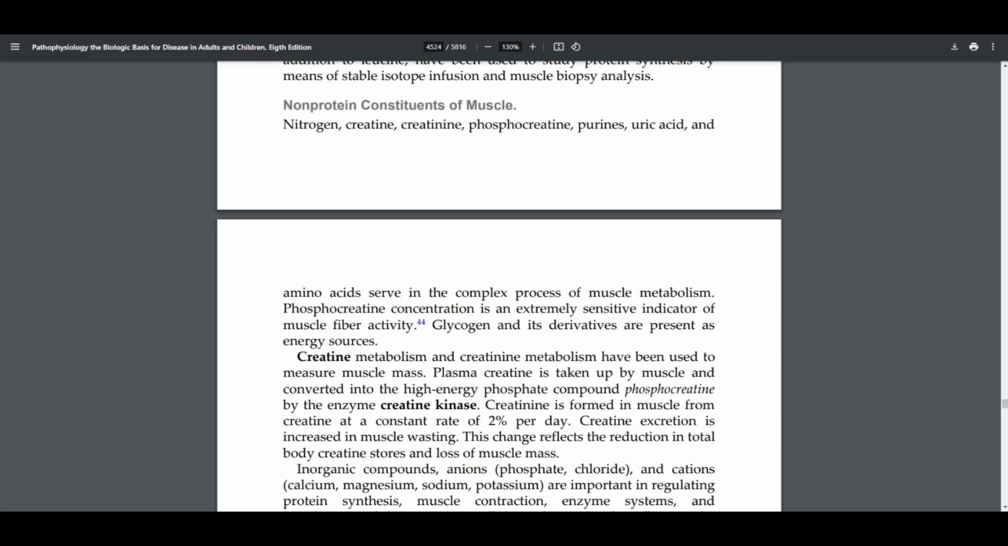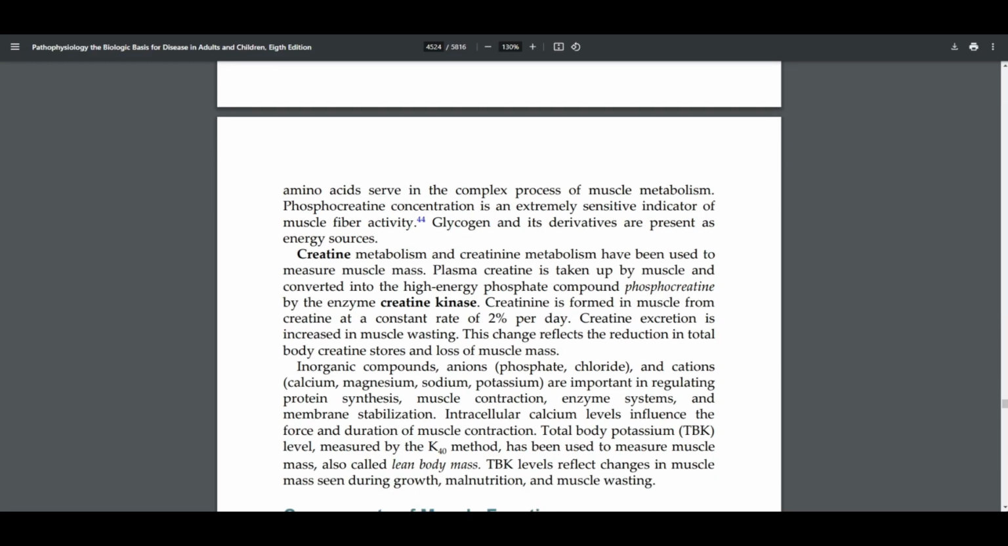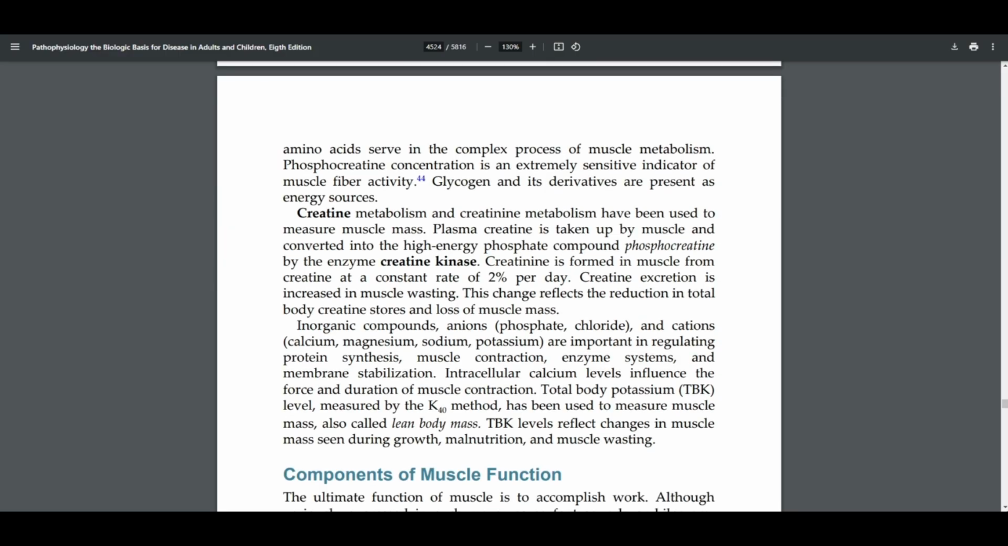Your non-protein constituents of muscle. So, your nitrogen, creatinine, creatine, phosphocreatine, purines, uric acid, and amino acids serve in the complex process of muscle metabolism. Phosphocreatine concentration is an extremely sensitive indicator of muscle fiber activity. Glycogen and its derivatives are present as energy sources. Creatine metabolism and creatinine metabolism have been used to measure muscle mass.